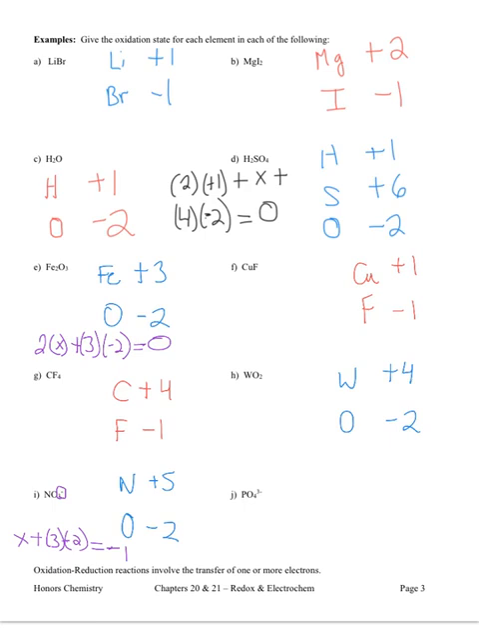Last one, PO4 3 minus. And so we have phosphorus, we have oxygen. No rule for phosphorus, oxygen is -2. So we need to figure out what phosphorus is. So X is your phosphorus plus 4 times -2. Altogether is equal to -3 because the total charge for the phosphate is -3. And so that makes X a 5. So phosphorus is +5.